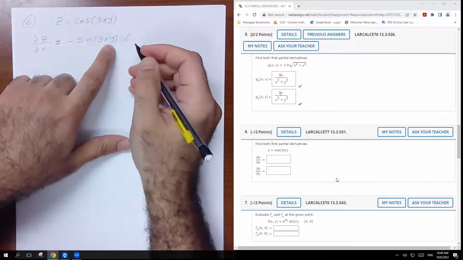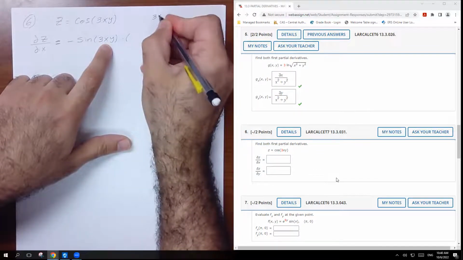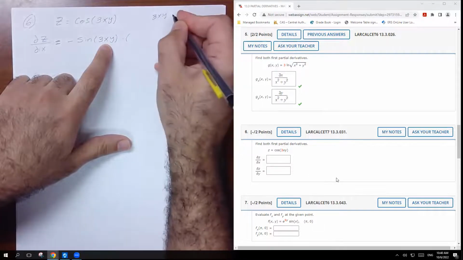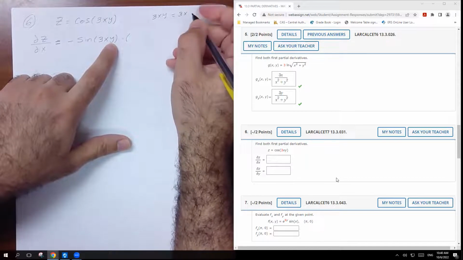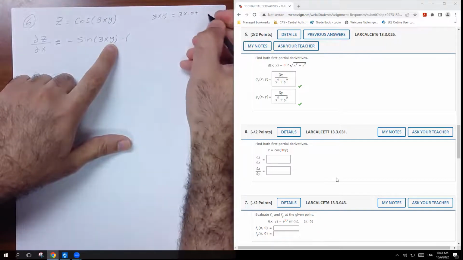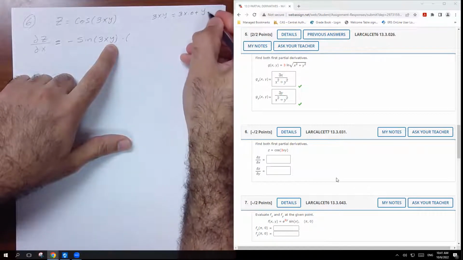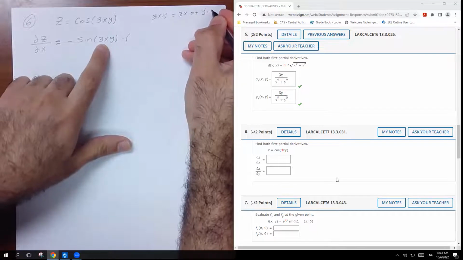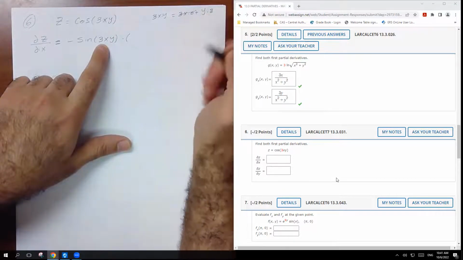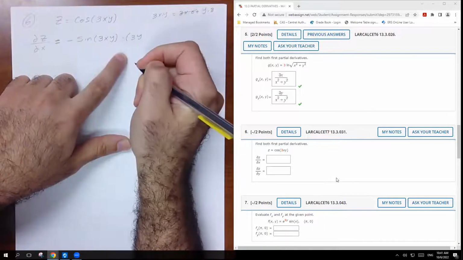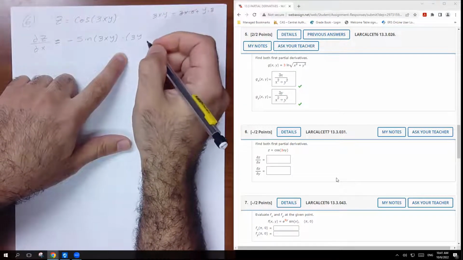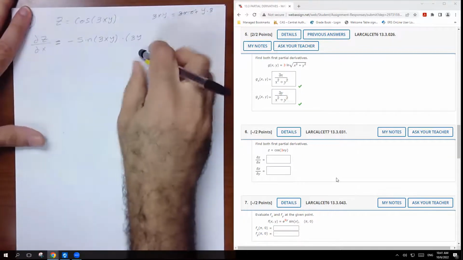With respect to x, y is treated as constant, but you can do the product rule. I need to find the derivative of this one. So it's the first one times the derivative of y, which is 0, plus the second one, which is y, times the derivative of 3x, which is 3. This is 0, so it's going to be 3y. Let's write it down here.